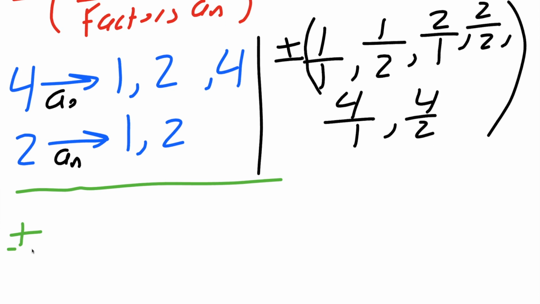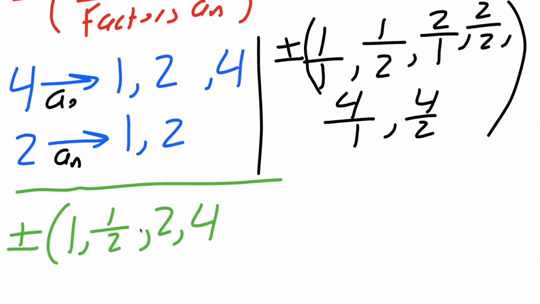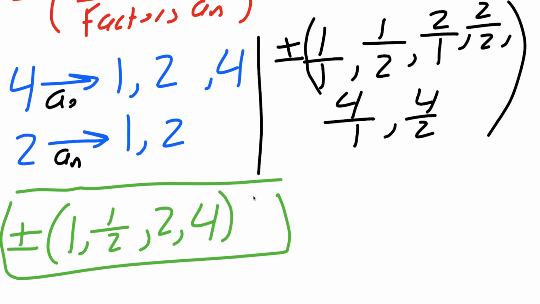So you'll have plus or minus. We know 1 divided by 1 is 1. 1 divided by 2 is still 1/2. 2 divided by 1 is 2. 2 divided by 2 is 1, but we already have it, so no point in writing it again. 4 divided by 1 is 4. And 4 divided by 2 is 2, which we already have. So our possible rational roots will be plus or minus 1, plus or minus 1/2, plus or minus 2, plus or minus 4. This right here is our final answer to this particular problem, but I'm going to explain why the rational root theorem is pretty important.